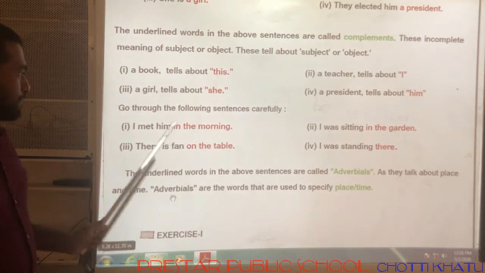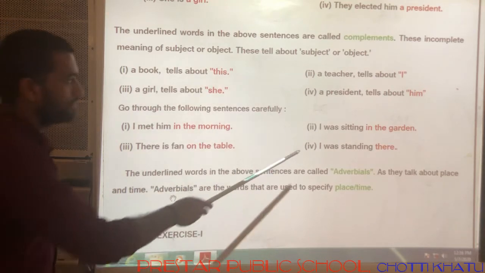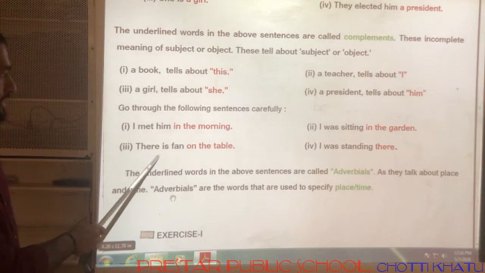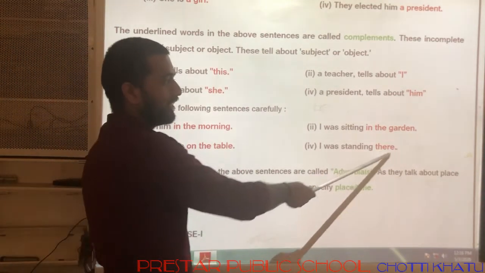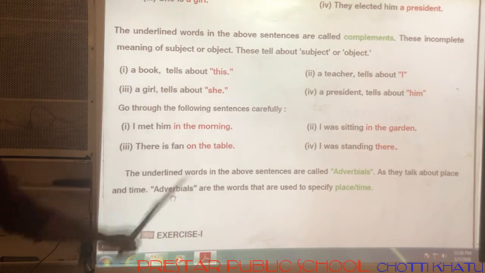Okay, let us see. First one, I met him in the morning. Next, second one, I was sitting in the garden. Third one is, there is a fan on the table. Next, I was standing there. Okay, if you observe these four sentences, the red colored ones are called adverbials.